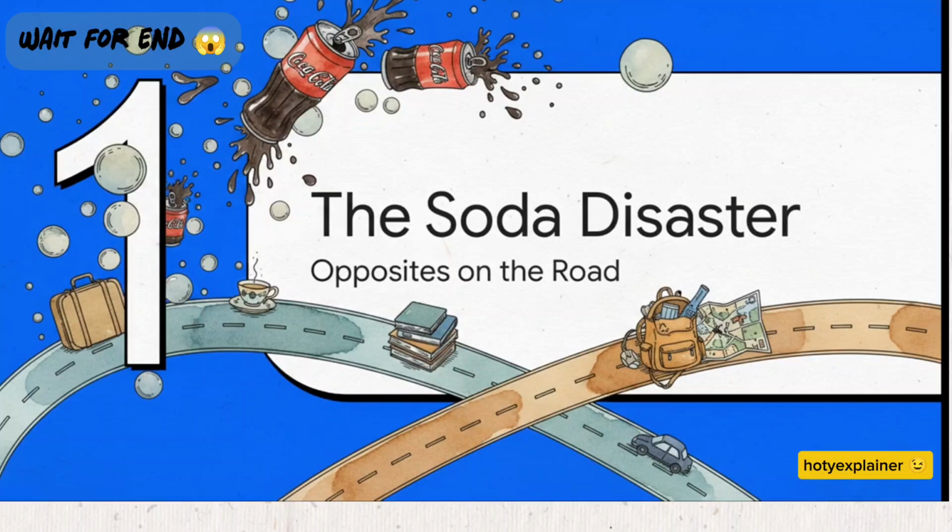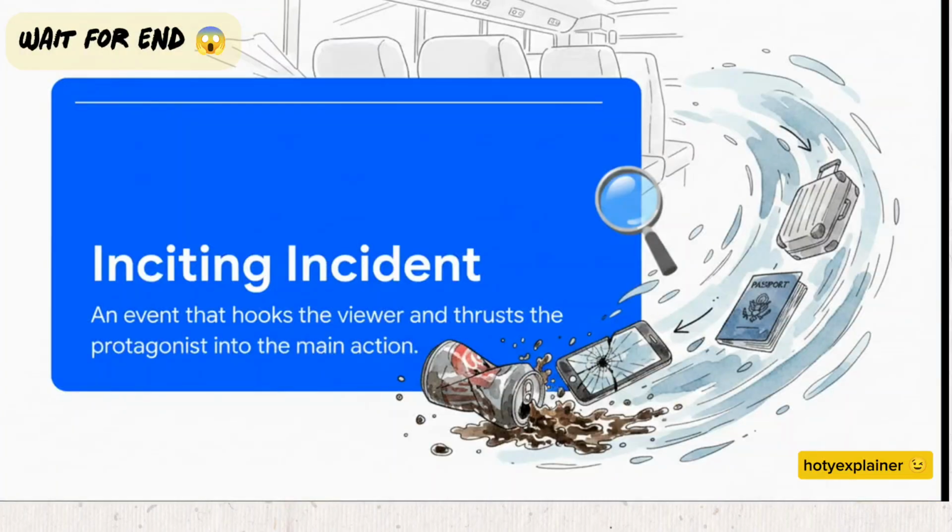Section 1. The diet soda disaster and opposites on the road. Whenever we talk about screenwriting, we always look for what's called the inciting incident. It's that key event that really hooks us and thrusts the protagonist right into the main action. In this story, it's that spilled soda on the tour bus. And honestly, it's a wonderfully effective device. It completely destroys their modern lifeline, the cell phone, and physically separates our characters from their luggage and their passports. It forces these two into a shared, desperate fight for survival.